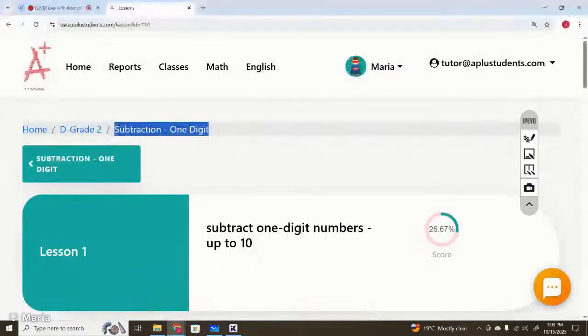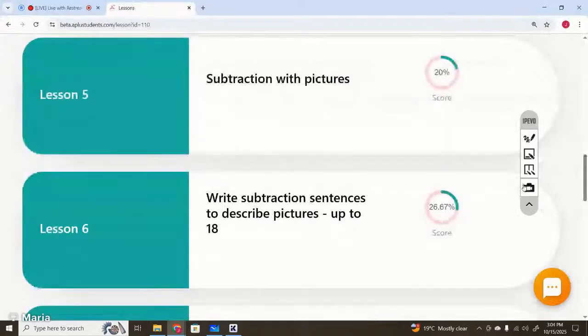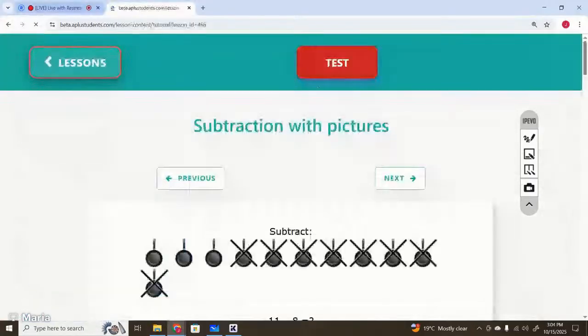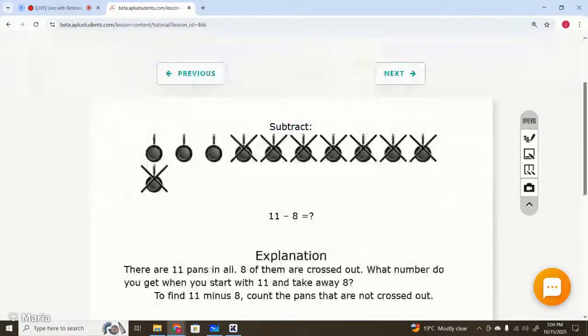We are going to start with the lesson pictures. Let's just start with the lesson. So you need to count the pans, all the pans, then you need to count the ones that are crossed out. So in total we have 11 pans, 8 of them are crossed out. You need to count the ones that are not crossed. So 11 take away 8 is 3. The correct option is.